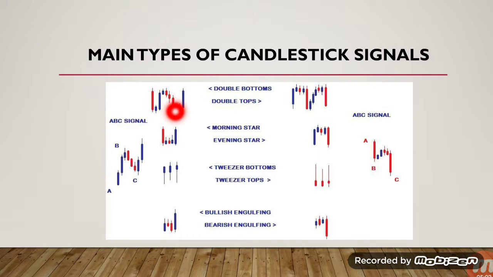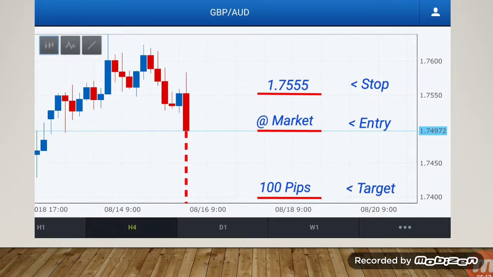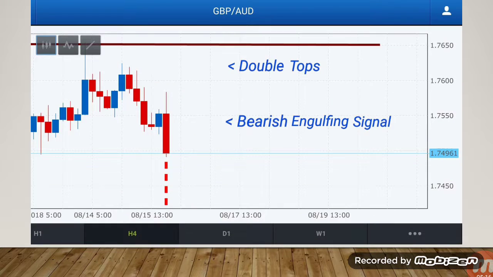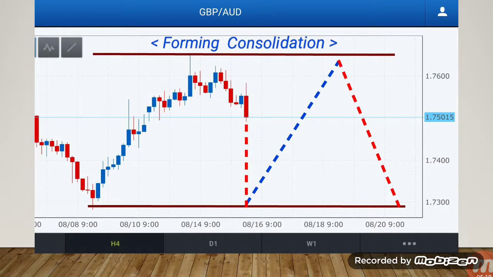Here you can see the chart where you can see an example of a double top formation as well as a bearish engulfing candlestick formation, both of which have provided the indication of the start of a downtrend within the context of this consolidation setup.